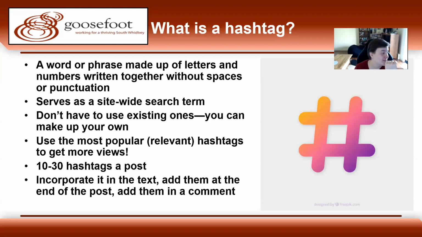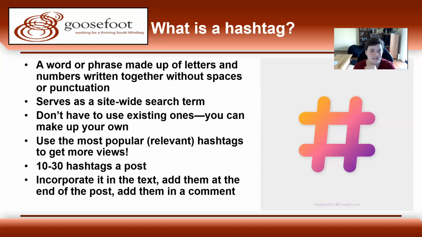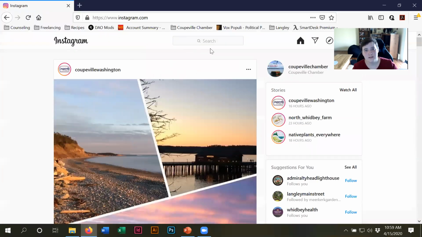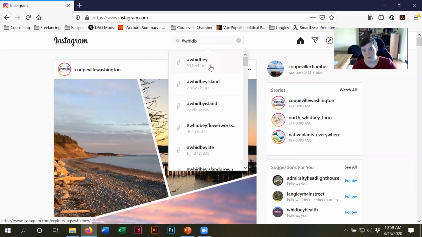All right. So to answer Laurie's question, how do you know what a popular hashtag is? Oops. Actually, I don't have that saved. Sorry. I thought I copied that slide over from the full workshop. I'll show you really quickly. When you're on Instagram, if you search for a hashtag such as hashtag Whidbey, you start typing, it comes up with suggestions. So as you can see, hashtag Whidbey alone has 51,000 posts. Hashtag Whidbey Island has 262,000 posts. So hashtag Whidbey Island is actually more popular.